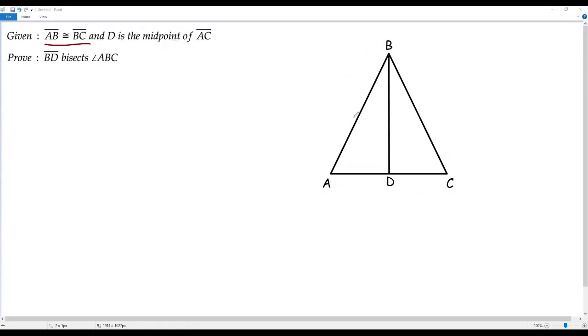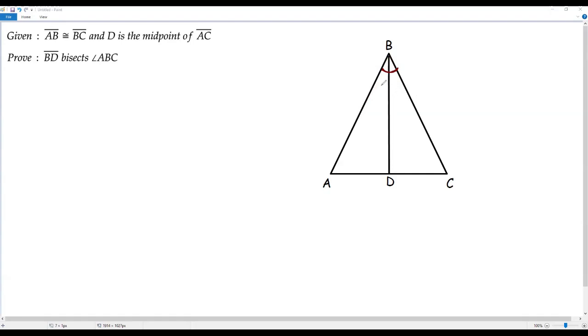That is the side of the triangle AB is congruent to the side of the triangle BC. And also D is the midpoint of the side AC of the triangle. And we have to prove that the line segment BD over here bisects the angle measure ABC. That is the line segment BD over here divides the angle measure ABC over here into two equal parts.